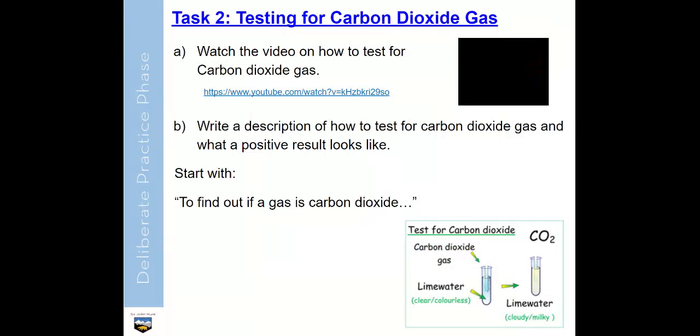So task 2: pause this lesson video, complete task 2. Again, I want you to watch the short video on how to test for carbon dioxide gas. Normally we would be doing this in lesson in school in the lab so you could see it happening, but you're going to have to watch this video and then complete a short description on how to test for carbon dioxide gas and what the positive result looks like.